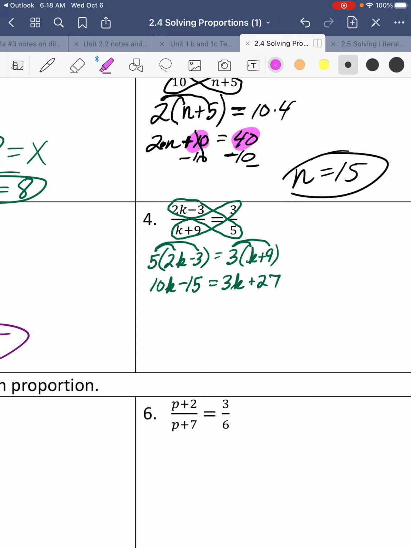No like terms on the same side of the equal sign, but on opposite sides we sure have like terms. We have 3k and 10k. We'll get those together, and then we'll have the negative 15 and 27. We're going to put those on opposite sides of the equal sign from each other.